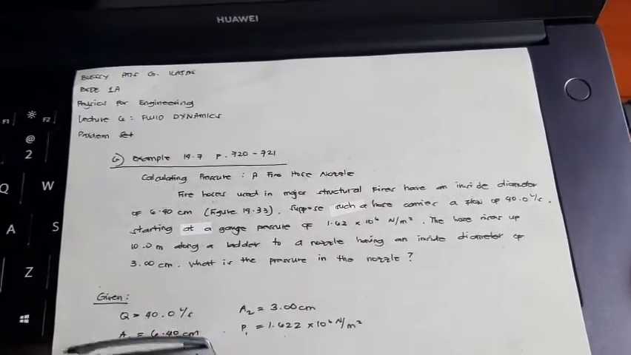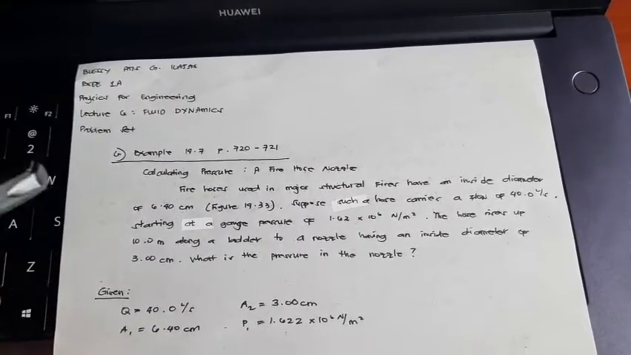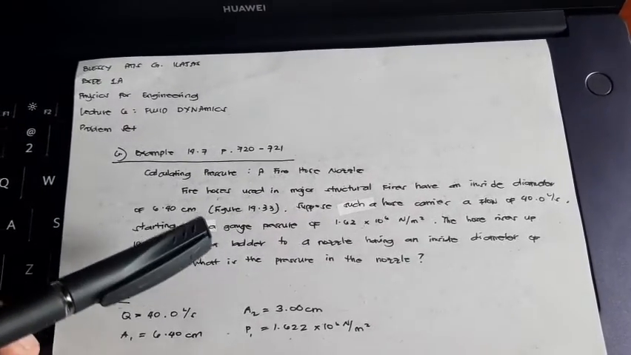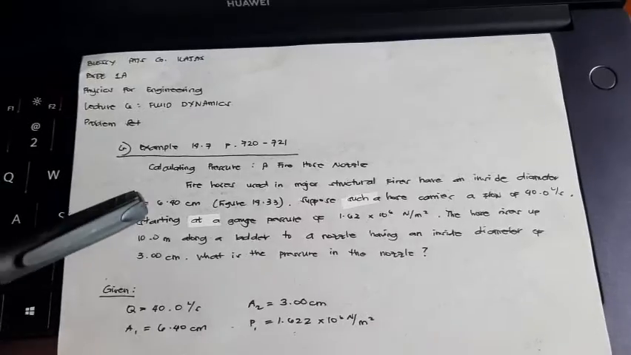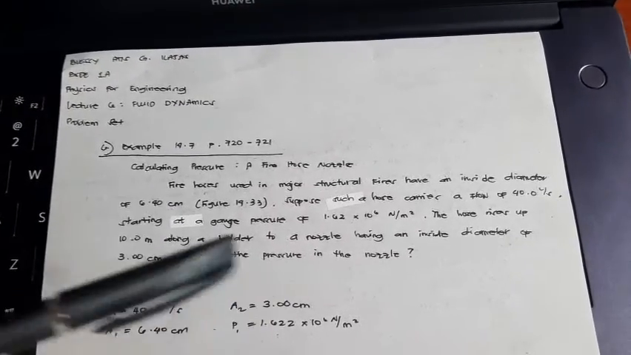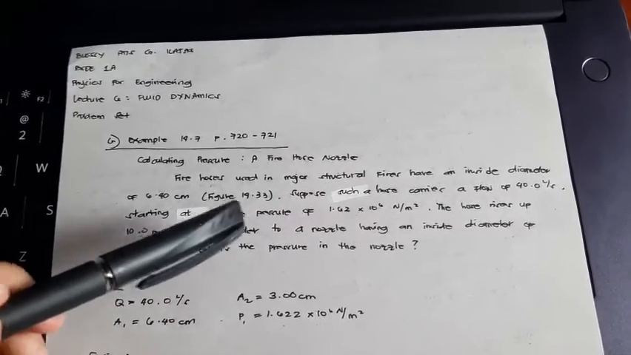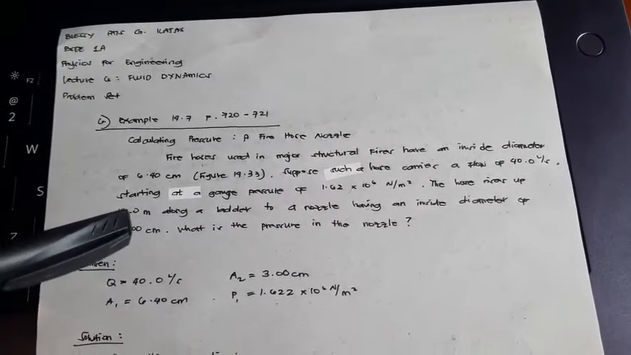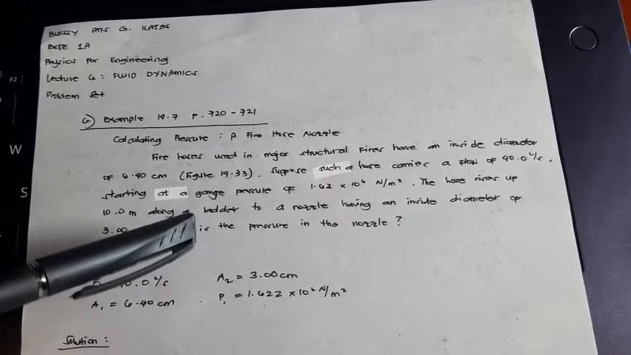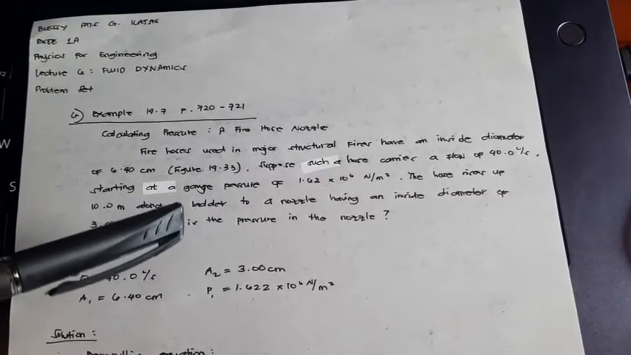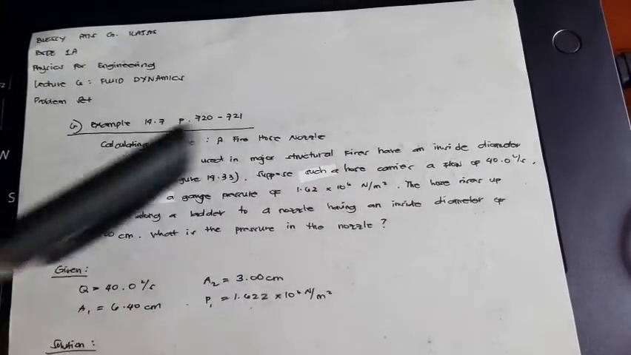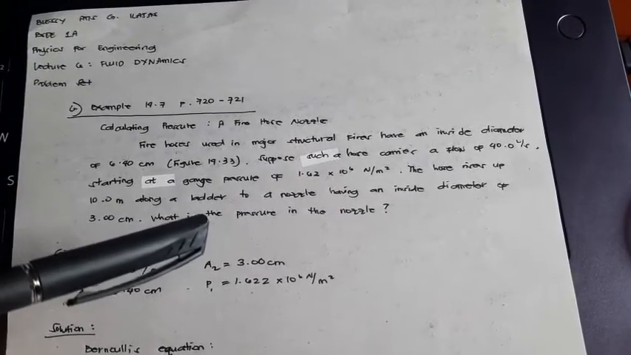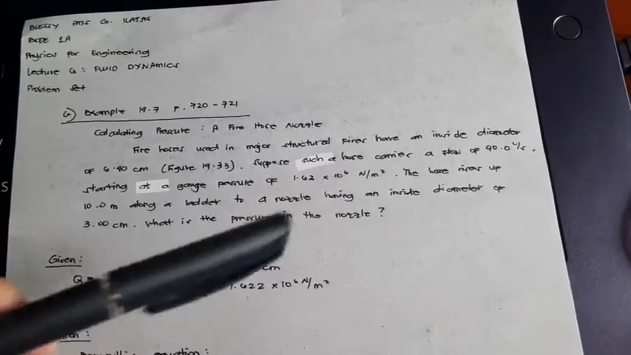And let's proceed to the final problem set, number 6, example 4.7 on pages 720 to 721. Calculating pressure, a fire hose nozzle. Fire hoses used in major structural fires have an inside diameter of 6.40 cm on figure 14.33. Suppose such a hose carries a flow of 40.0 liters per second starting at a gauge pressure of 1.62 times 10 raised to the 6th power newtons per meter squared.